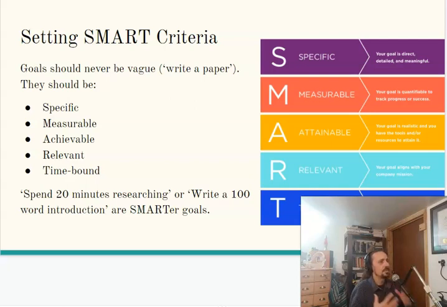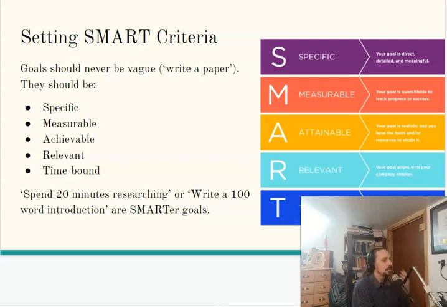Goals should never be vague, right? If it's 10 o'clock at night, it's a Sunday, it's due, your goal is like, I should write a paper. You're setting yourself up for stress, frustration, procrastination, and probably a poor grade. To actually be really productive, a goal should be, as they say in the literature, a SMART goal. Great acronym. Specific, measurable, achievable, relevant, and time-bound.